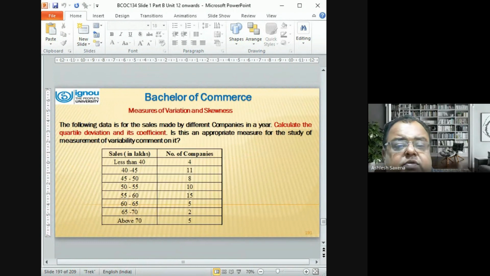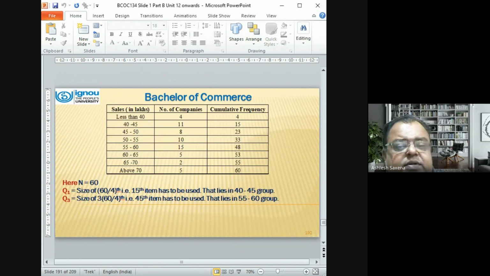Now comes the measures of variation and skewness. You have to calculate the quartile deviation and its coefficient. For quartile deviation, you have to calculate the cumulative frequency. There comes the cumulative frequency. And for quartile deviation, if you remember, you have to evaluate Q1 and Q3.